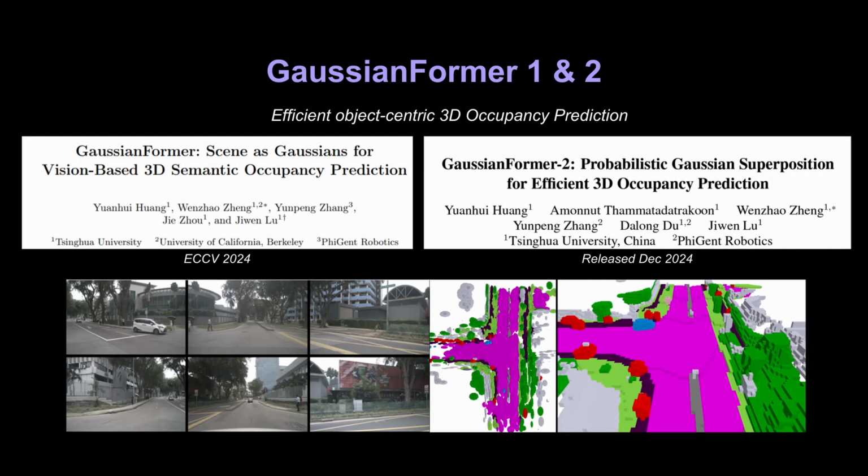Today, we're taking a deep dive into research about how we represent and understand 3D scenes with vision-only occupancy prediction. The two papers are GaussianFormer and its successor, GaussianFormer 2, authored by Tsinghua University, UC Berkeley, and Phigent Robotics. We will introduce the basic idea in the first version of GaussianFormer and then describe the improvements made upon it in GaussianFormer 2.